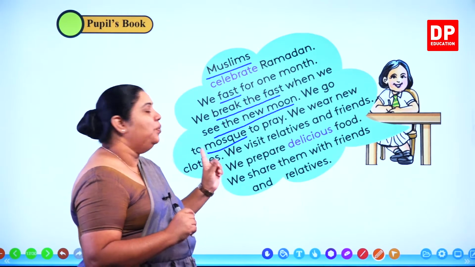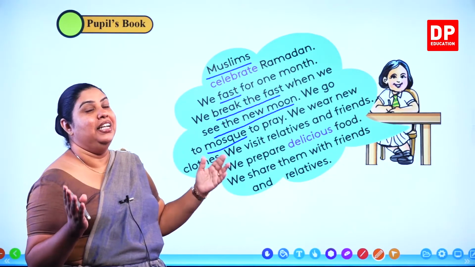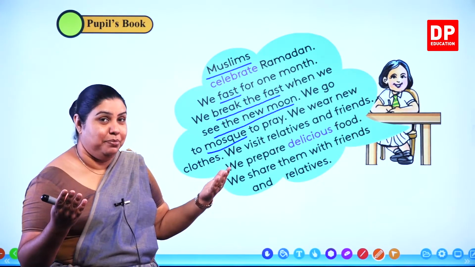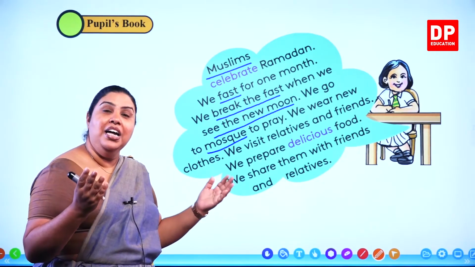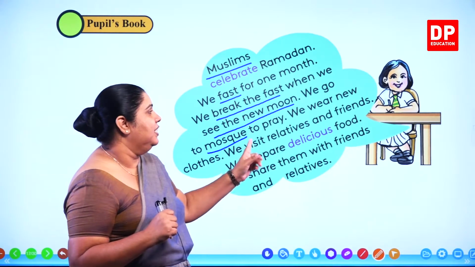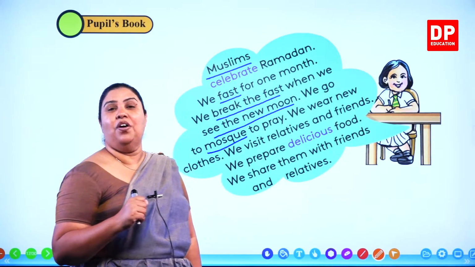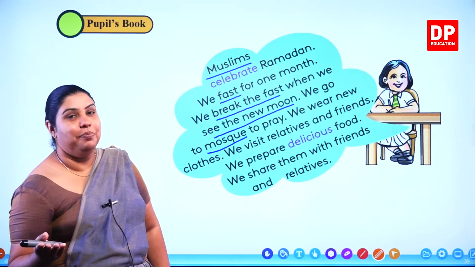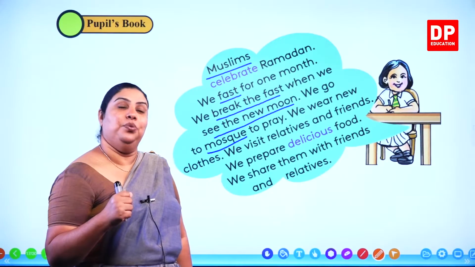We wear new clothes because it is their new year. It's a big festival for them. They wear new clothes. We visit relatives and friends, of course, like the Sinhala people go during the New Year's time.